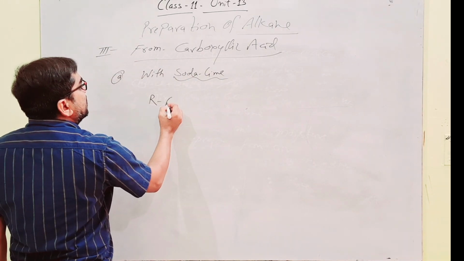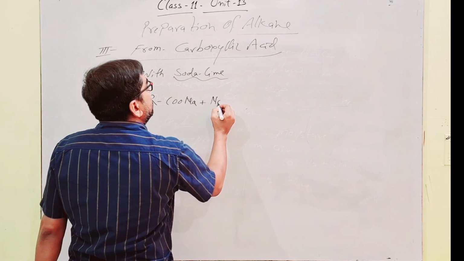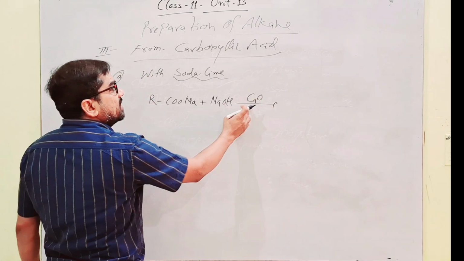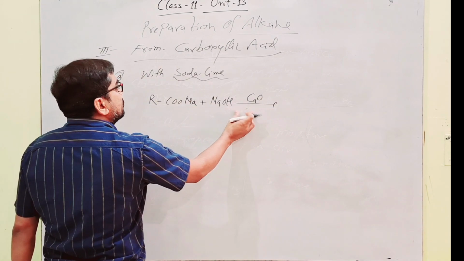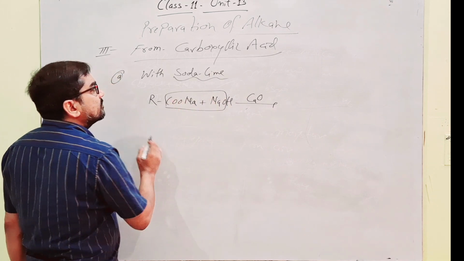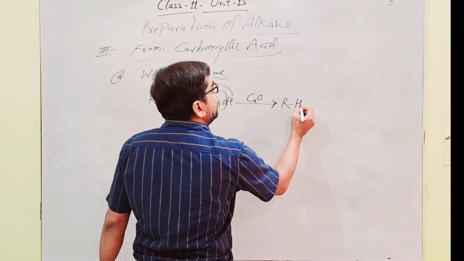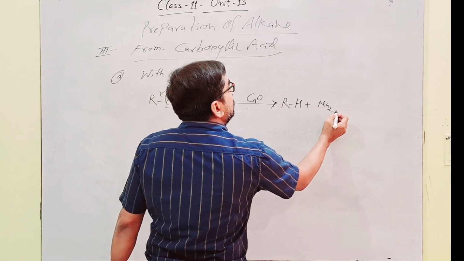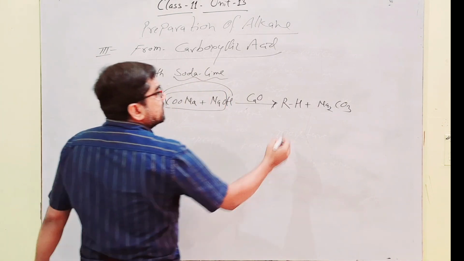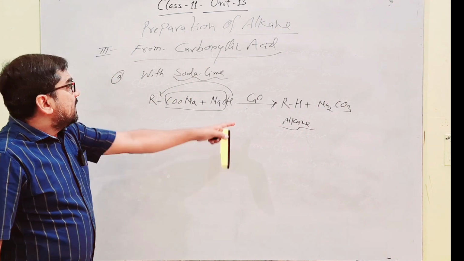So the reaction is: taking the sodium salt of carboxylic acid, this sodium salt reacts with NaOH in presence of CaO, quicklime. NaOH and CaO is the mixture of soda lime. Elimination of Na2CO3, and this hydrogen gets attached here. So formation of RH plus Na2CO3. This RH formed is called alkane.